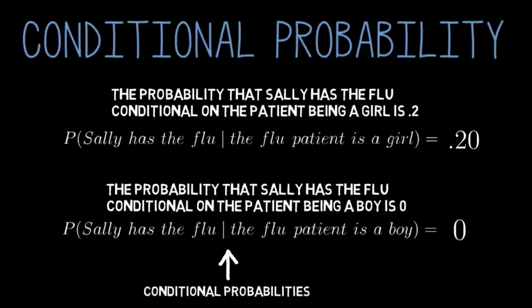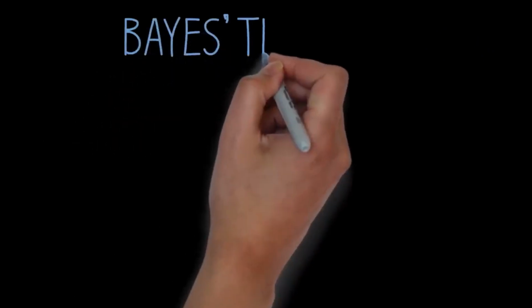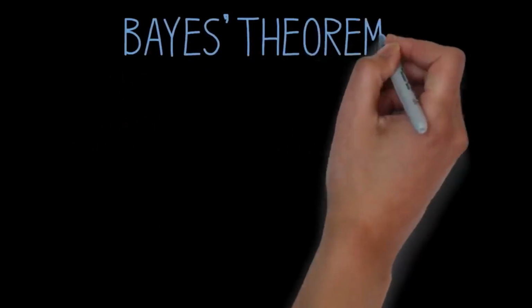Now, here's the thing. Sometimes you don't know what your conditional probabilities should be. In other words, you know that you might encounter some new evidence in the future, but you don't yet know how that evidence should affect the probability you assign to some hypothesis. Here's where Bayes' theorem comes in. It gives you a way of figuring out what your conditional probabilities should be.